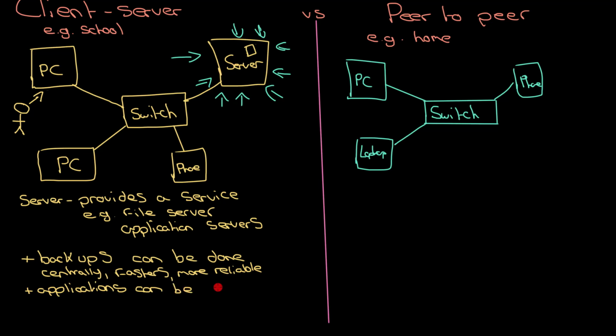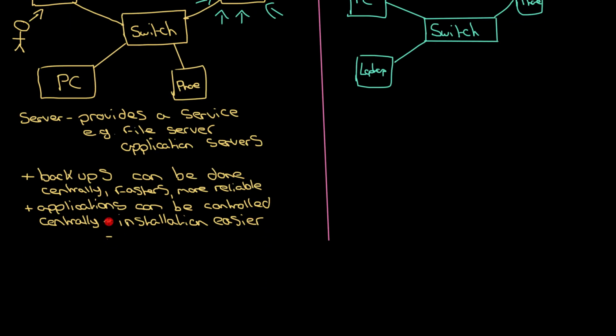So if you've got the latest web browser to install on all the computers, if you think about at home, you'd have to go individually from your PC to your laptop and install it twice. But on a client server network, you can just push a button on the server and it will cause every client connected to it to be upgraded to the latest version.